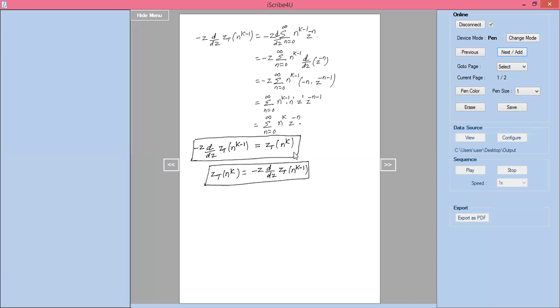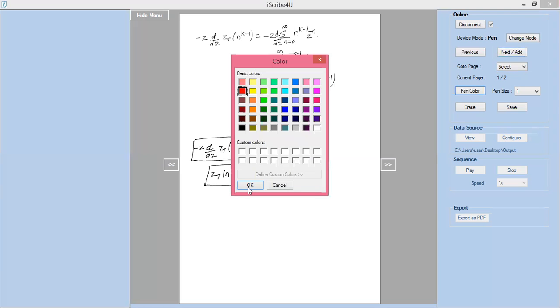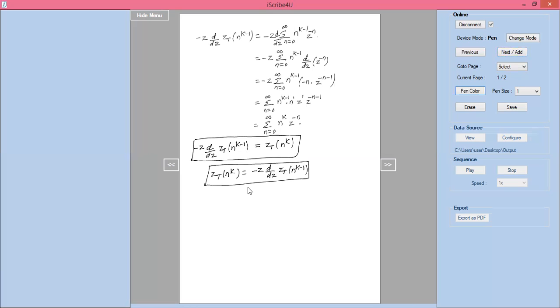Right. Now the next heading should be z transform of some standard functions.